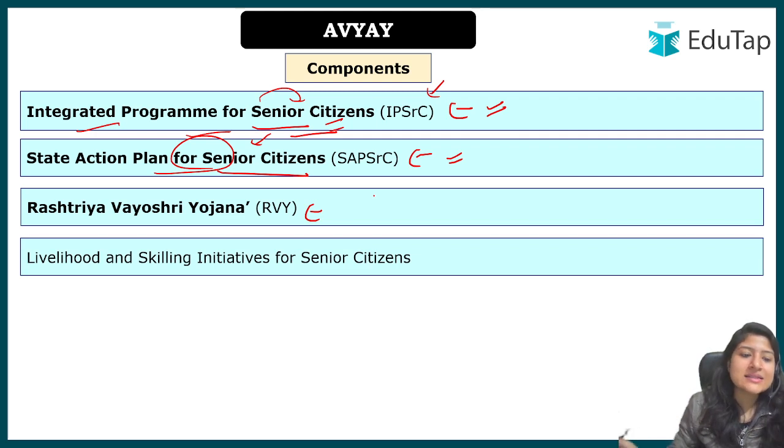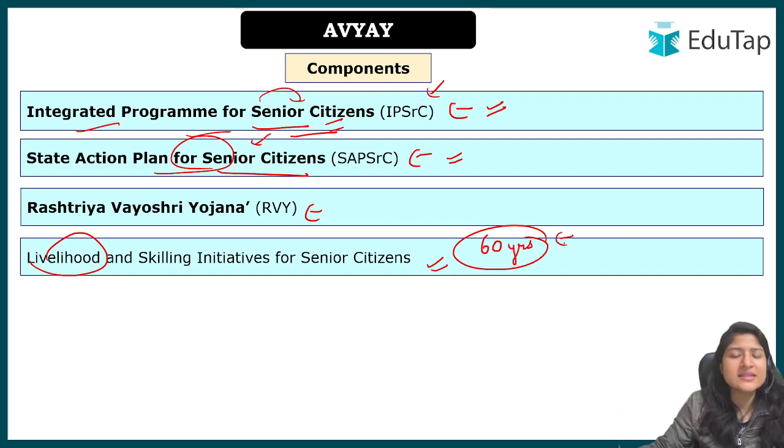Next is the livelihood and skilling initiative for senior citizens. So what does it mean? See, it does not mean that if somebody has crossed 60 years of age, then that person is good for nothing, or they cannot do anything, right? It's just an age that the government has legally decided, above which the body starts to slow down. But it does not necessarily mean that a person above that age cannot do anything.